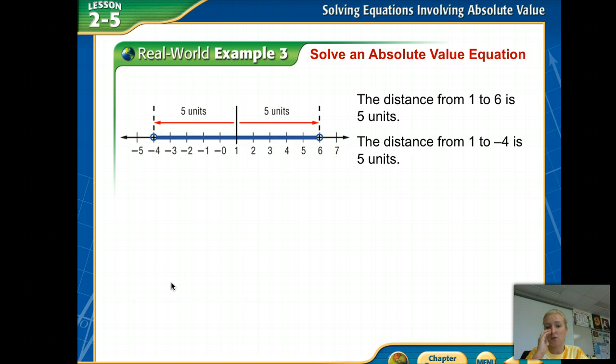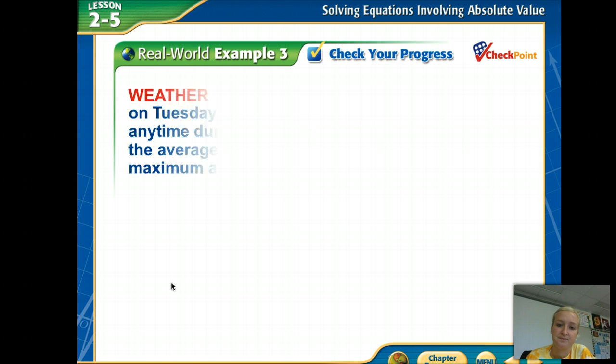Notice that the distance away, we started with 1, we moved 5 higher and 5 lower on our graph, and our 2 solutions were -4 and positive 6. So those are your 2 answers for what the weather would be if you started at 1 degree, but then fluctuated 5 degrees warmer or 5 degrees colder.